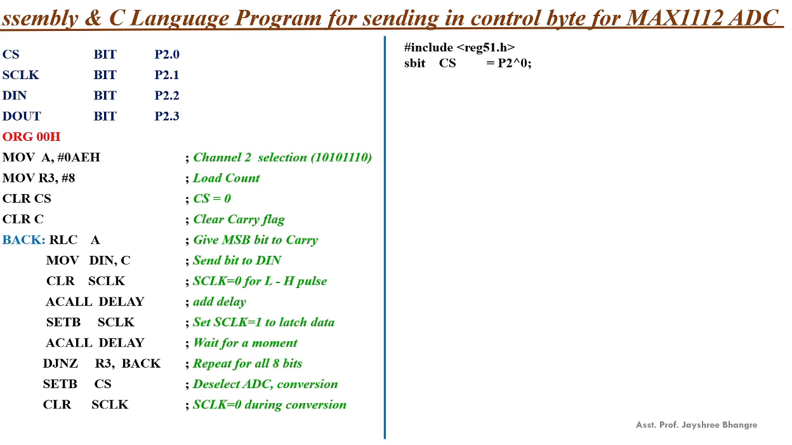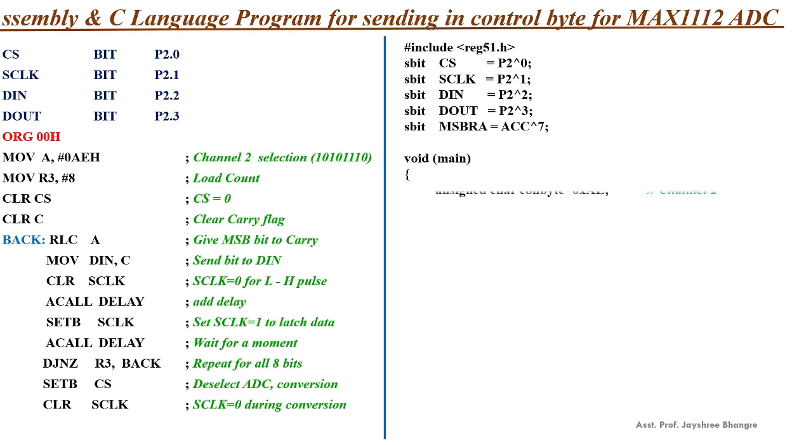Again here we are defining the bit P2.0 as CS using the data type sbit. Similarly P2.1 as SCLK, then P2.2 pin as the DIN pin, P2.3 as the DOUT pin, and the MSB bit of the accumulator as MSB_RA. Okay, so in this way we are defining all the bits. Here is the main program.